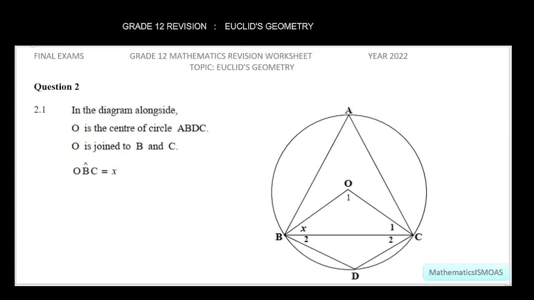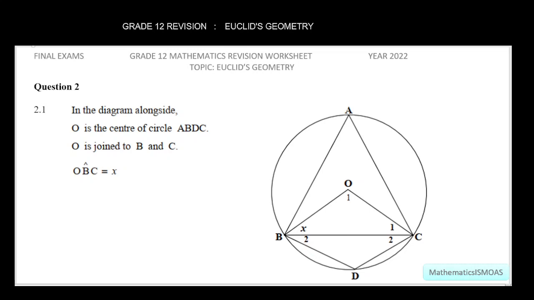Let us now have a look at question 2. Question 2.1. In the diagram alongside, O is the center of the circle ABDC. O is the center of circle ABDC, meaning the vertices A, B, D, and C are on the circumference of the circle.